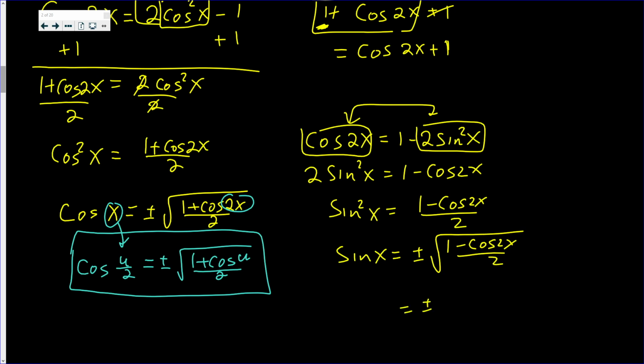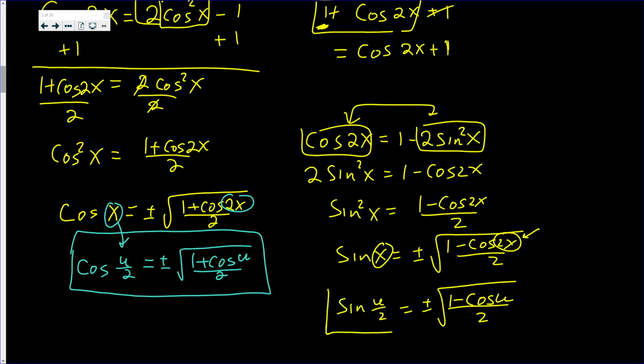And once again, I'm going to call that u. So 1 minus cosine of u over 2, square root. Well, if that's u, well then that's half of u. That's u over 2. And there is my other half angle formula.